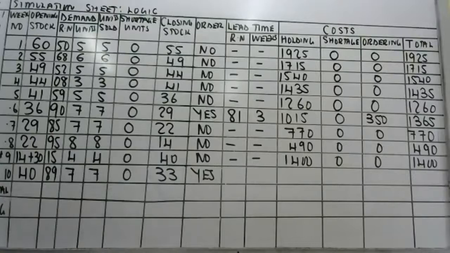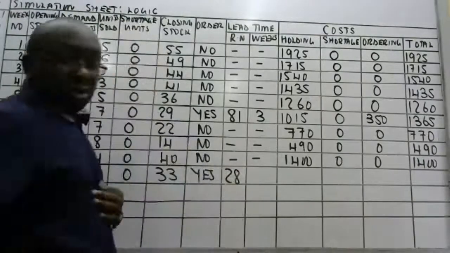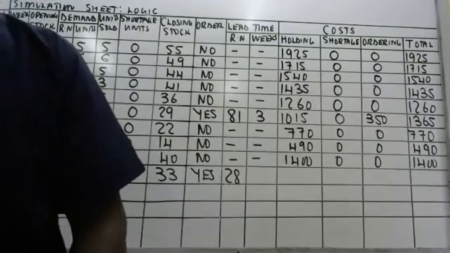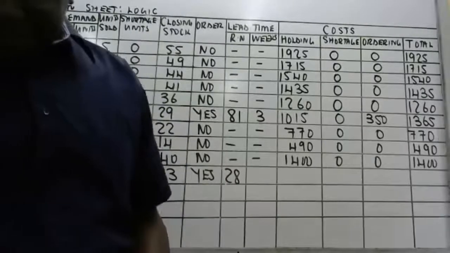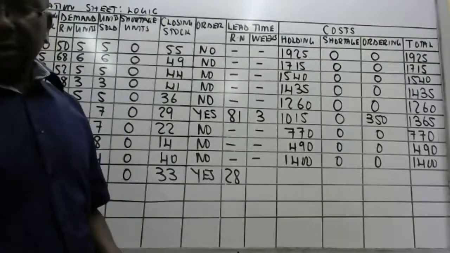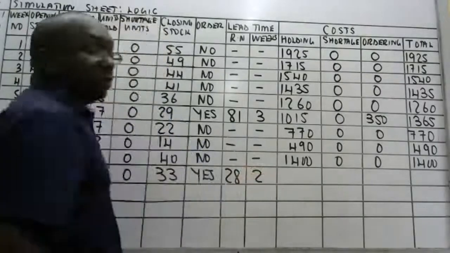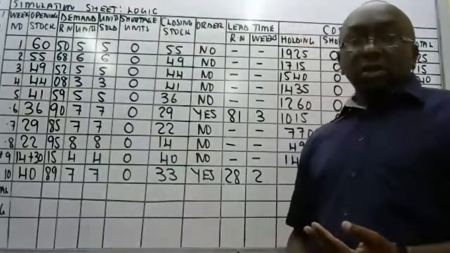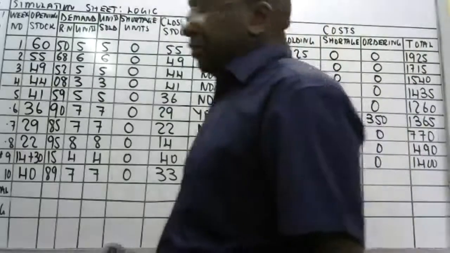Now we take the 28. So when we take 28, that means we have how many weeks? Yeah, those are 2 weeks. Now those 2 weeks will be week 10 and week 11. Week 10 and 11. And because 11 is not part of our analysis, that one we leave it.